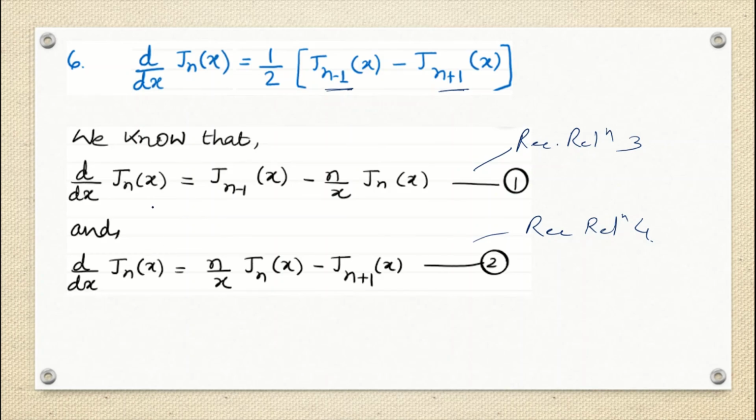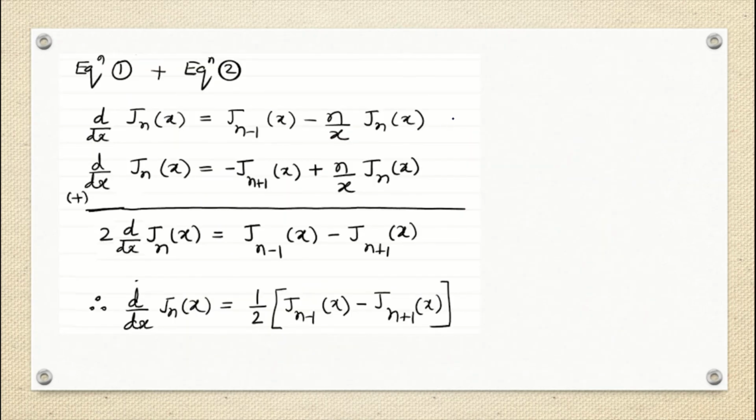Now to prove this sixth one, we will just add these two recurrence relations. In that case, the negative and positive terms will get cancelled, and we easily get the answer in terms of J n minus 1 x and J n plus 1 x. So we have done the addition operation on these two relations. The left hand side gives twice d by dx of J n x, and the right hand side gives J n minus 1 x minus J n plus 1 x. So finally d by dx of J n x is equal to 1 by 2 into J n minus 1 x minus J n plus 1 x. In this way we have proved the sixth recurrence relation also.